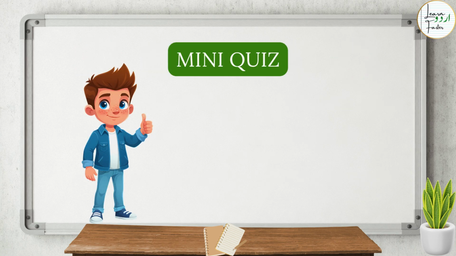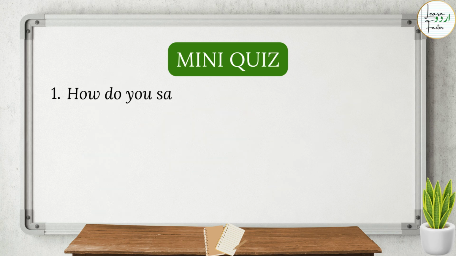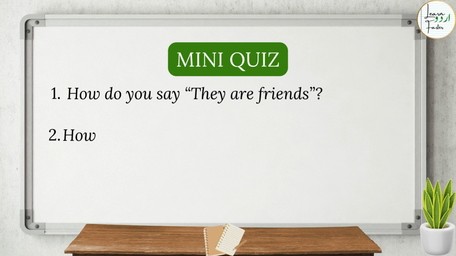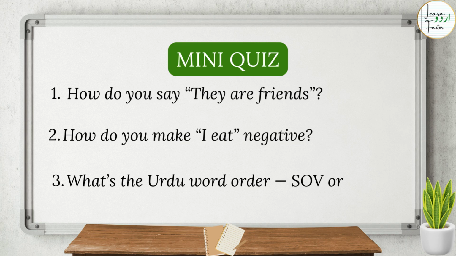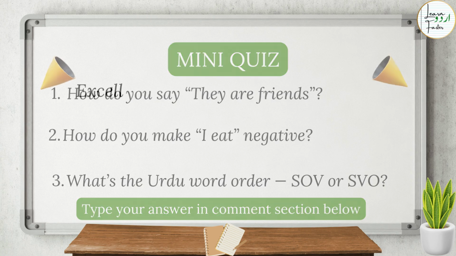Let's take a mini quiz. All right, quick challenge before we finish. Try to answer these in your head or in the comments. 1. How do you say they are friends? 2. How do you make I eat negative? 3. What's the Urdu word order, SOV or SVO? Type your answers in the comment section below. I'll be checking them. Excellent!